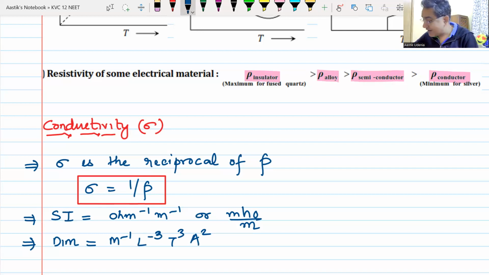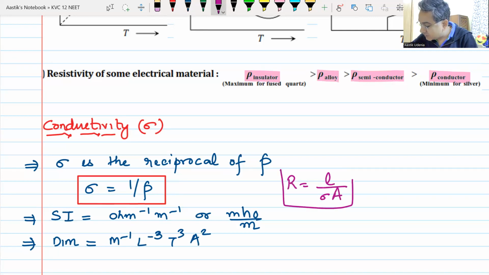Now I can also write the new formula of resistance. I can write it as L by sigma A. Do you understand how I got this formula? Instead of rho, I have written 1 by sigma, that is conductivity. Do we understand this? Yes, sir. Everyone understands what we have done till now? We have come up till conductivity.